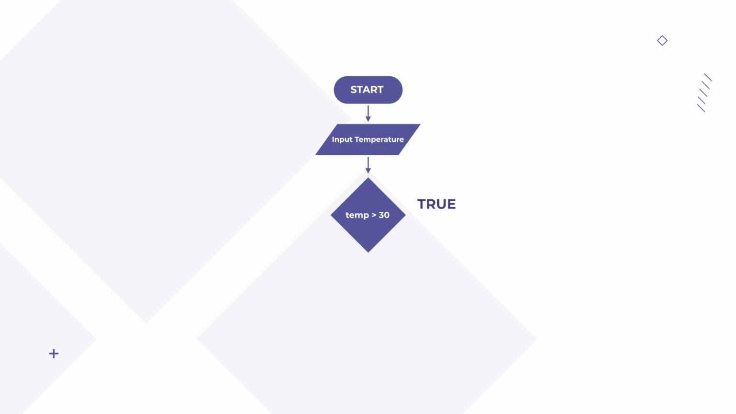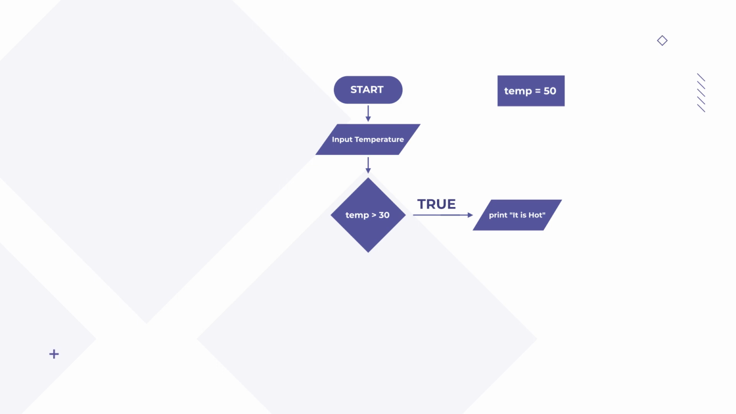So we are telling him, Mr. Computer, ask the value from the user. For example, the user has entered a value 50. It will check this condition and the condition is true. So if it is true, it will come here and it will execute this instruction and it will print hot. This is the output, so it must be in the parallelogram.